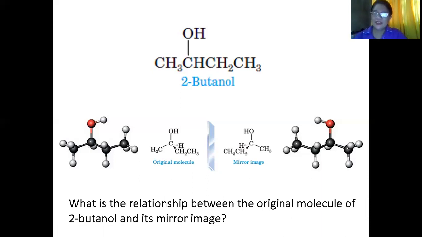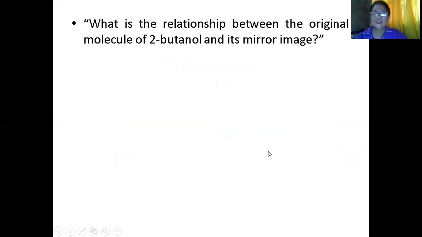So what is the relationship between the original molecule and the 2-butanol in its mirror image? It's still the same. But what happened is the bulkiness is on the left side here, and on the right side there.